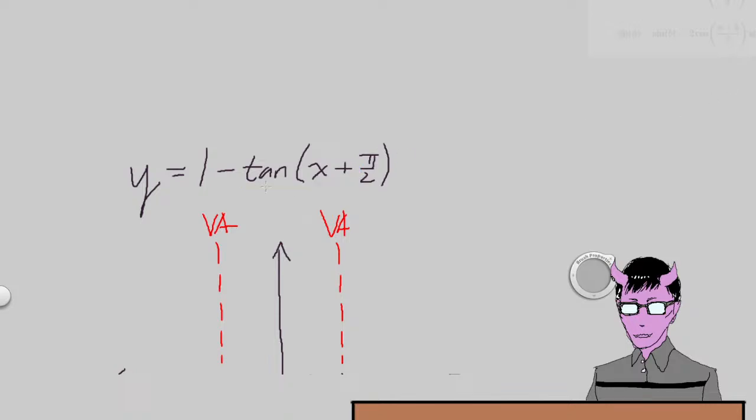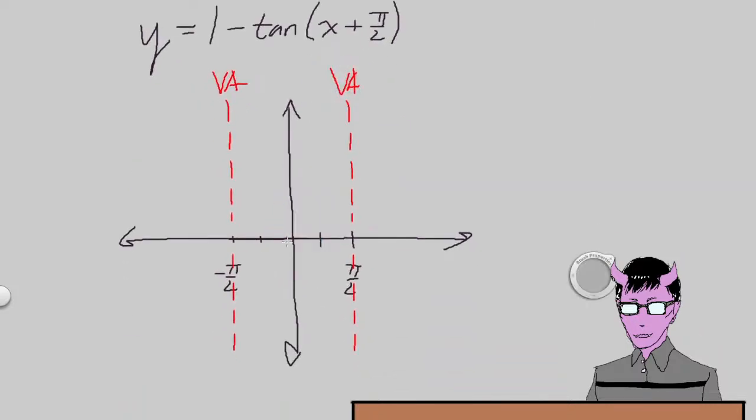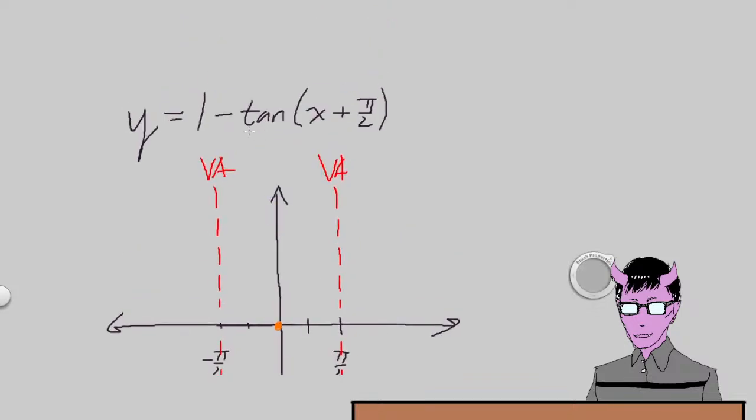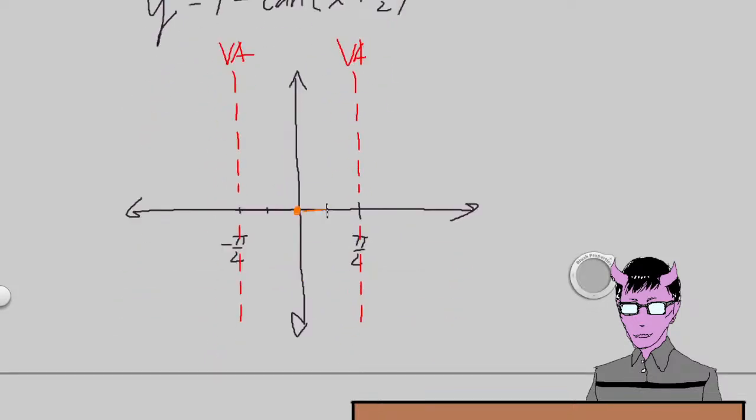Let's consider the optimal points. 0, 0 for the standard tangent of x function, and then pi over 4 gives us positive 1. I'm missing hash marks. Let me put hash marks. So that's going to be positive 1. Let me copy paste that one. So positive 1 and then negative 1.